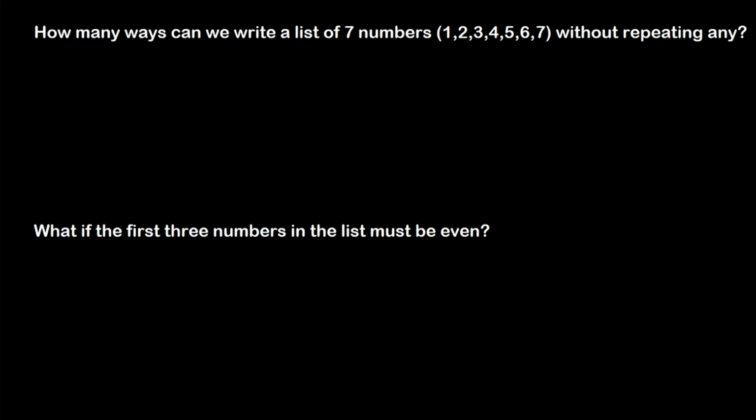That means that for the first number we pick, we can pick any of the 7. So we have 7 choices for the first number. For the second number, let's say we pick 3 as the first number. Then for the second number, we only have 6 choices remaining. Let's say for the second number we pick 6. Then for the third choice, we only have 5 numbers remaining. So on and so forth for each subsequent spot.